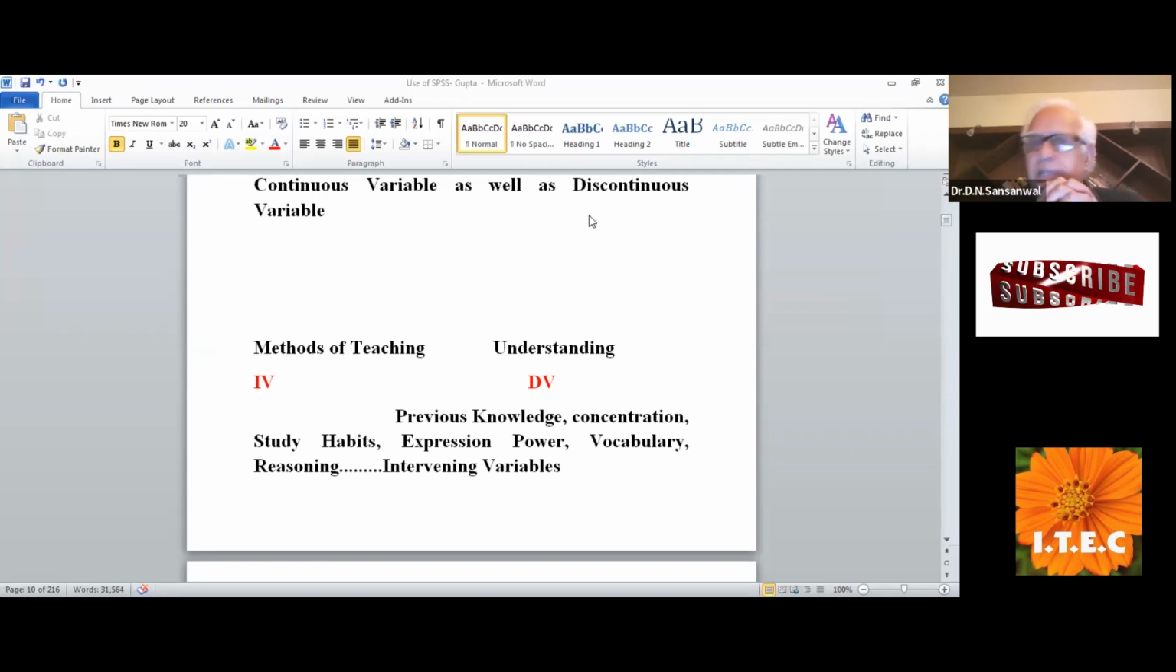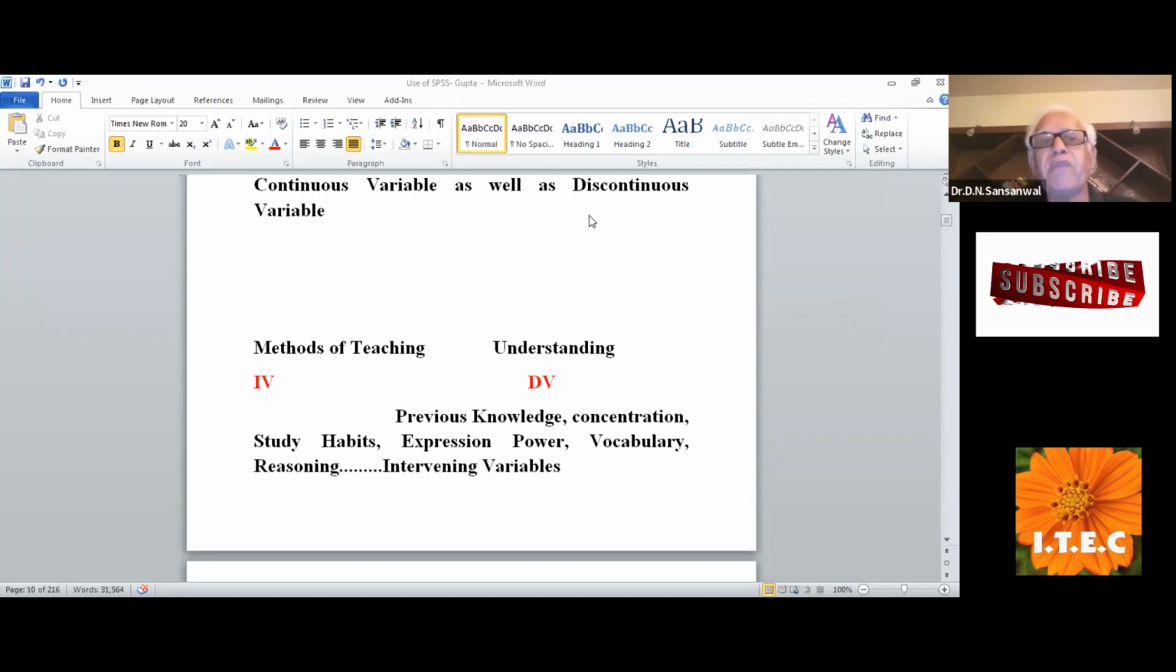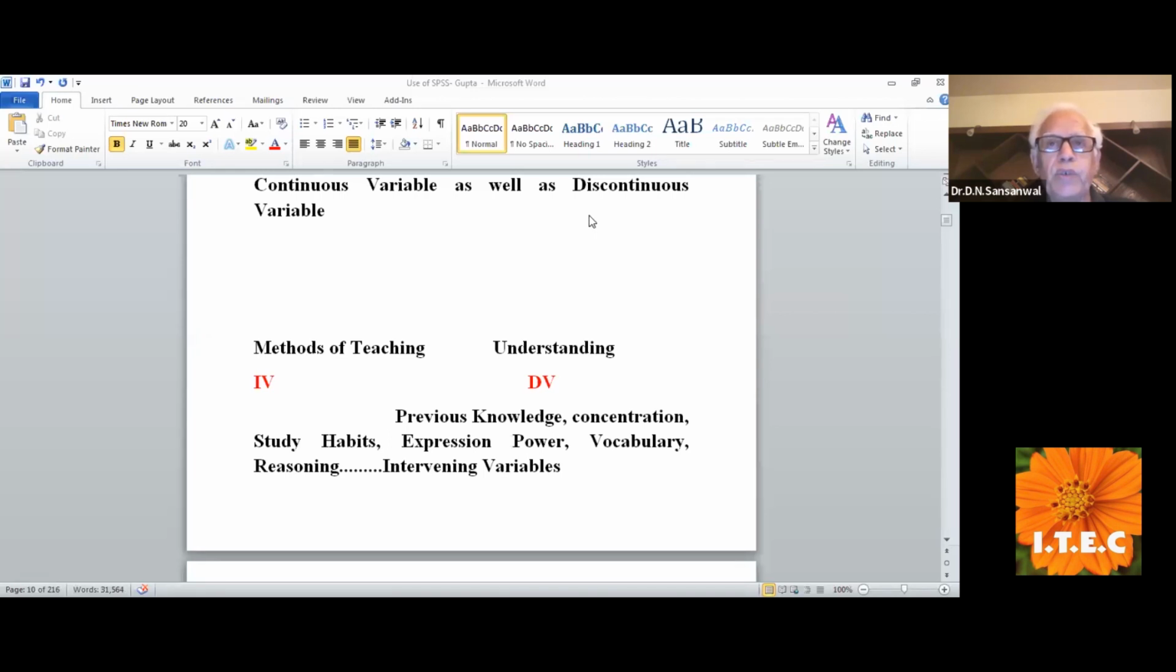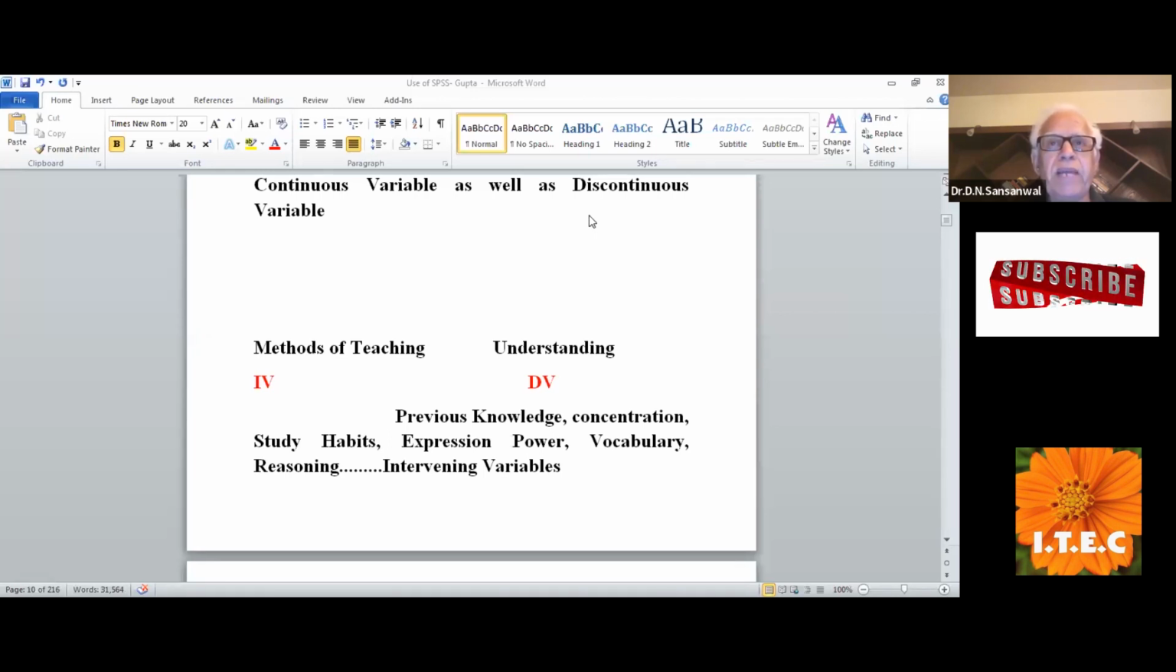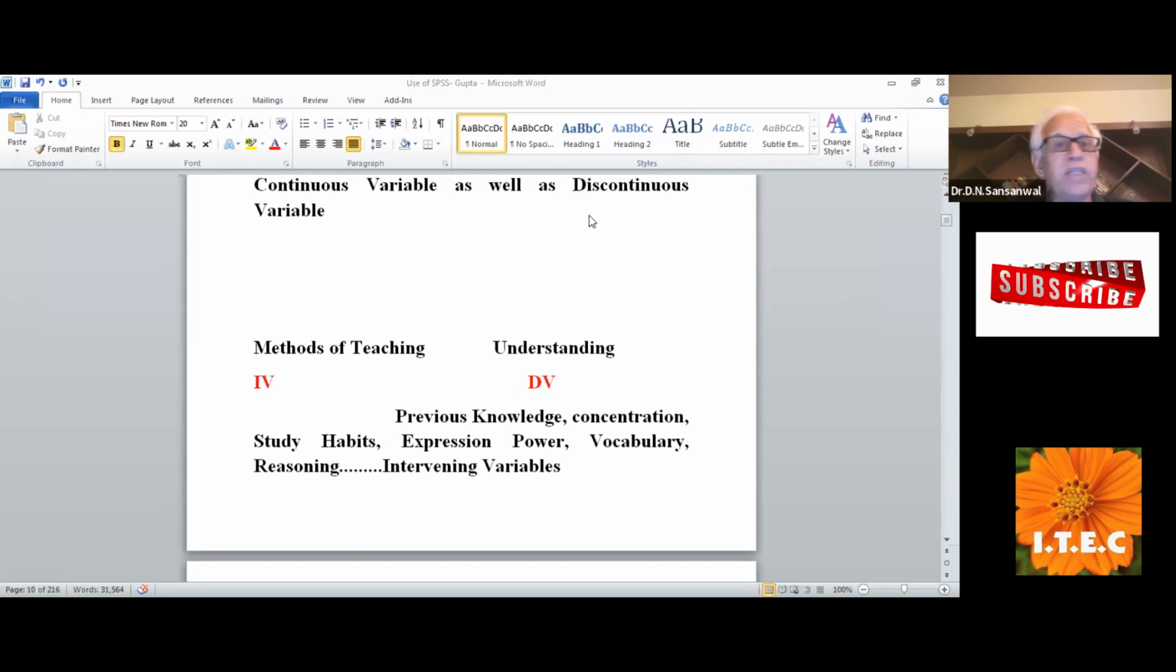Now, another thing I want to tell you, dear friends, many of the people have started talking about mixed research method. You cannot mix philosophical method and historical method. You cannot mix philosophical method and survey method. You cannot mix experimental method and survey method. It's not possible at all.